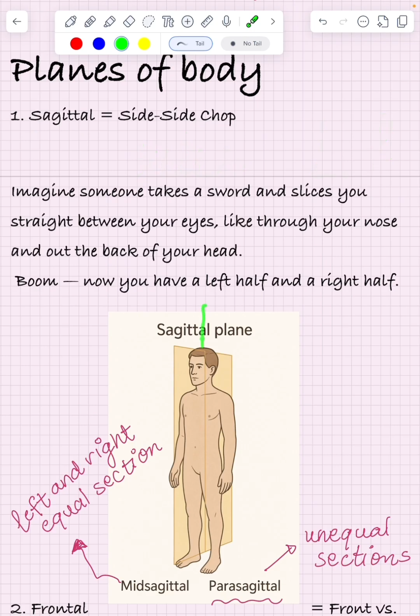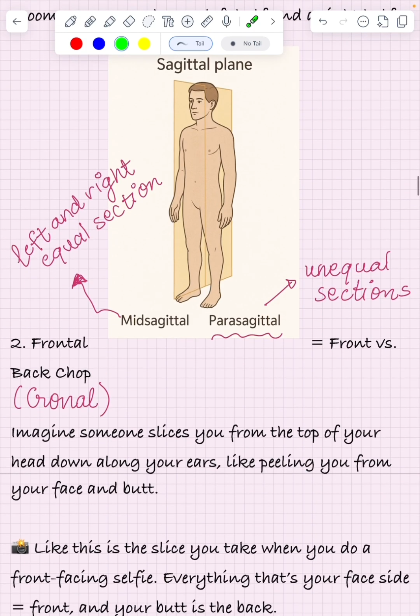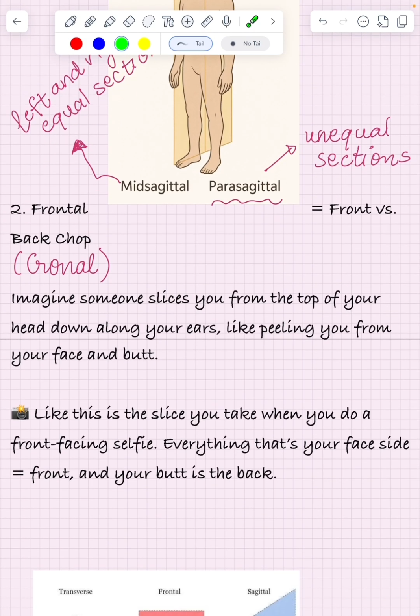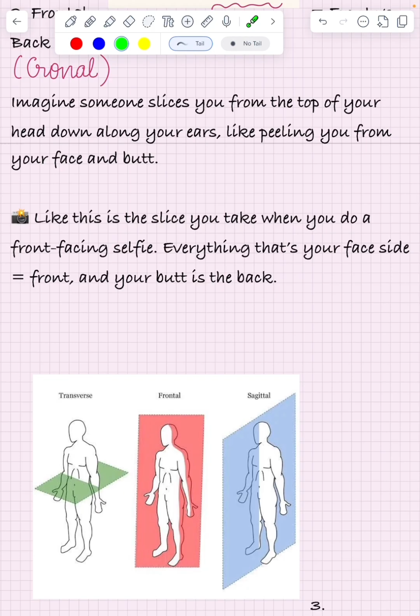If the left and the right side are equal, that plane is called mid-sagittal plane. If the left and right sides are not equal, it's called parasagittal plane. The next is frontal plane. It's also called coronal plane. As the name says, the frontal plane gives you an anterior and a posterior, means it's going to give you a front and a back.